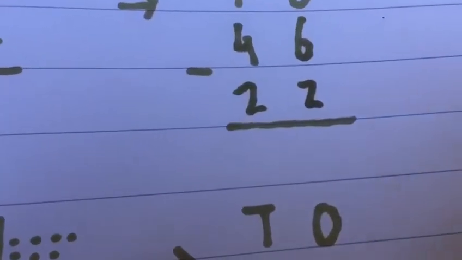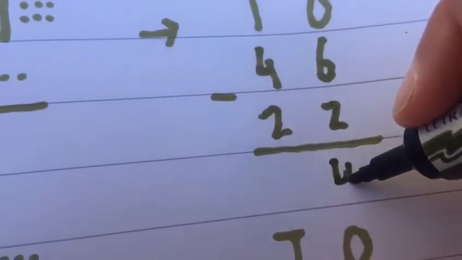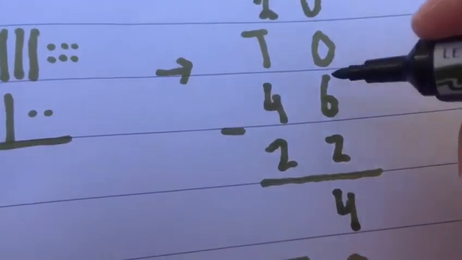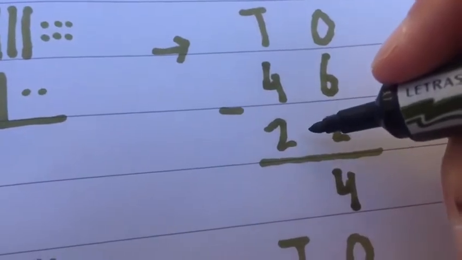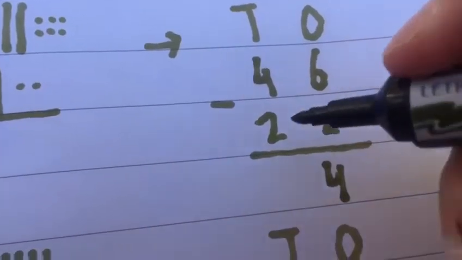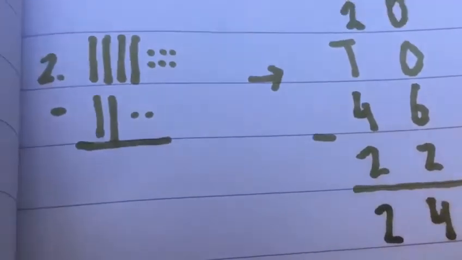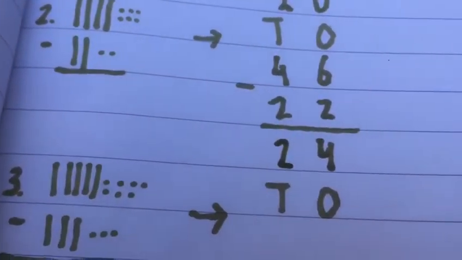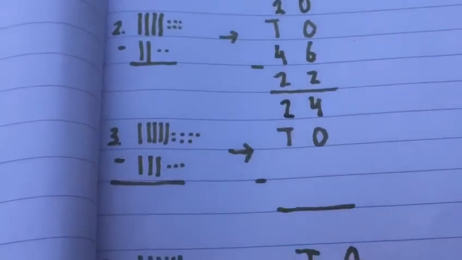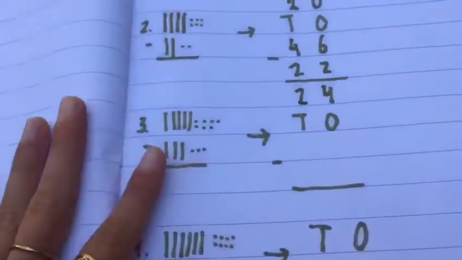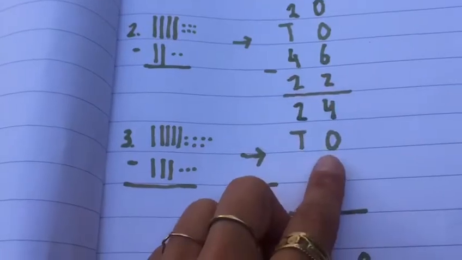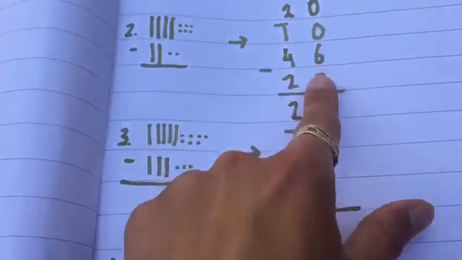6 take away 2 equals 4, so I'm going to write that in my ones column just there. Now 40 take away 20, or 4 tens take away 2 tens. 4 tens take away 2 tens equals 2 tens, or 20, which gives me the answer 24. You guys shouldn't have too much trouble with that, but if you do have a problem with that method, just try again until you know how to do it. Remember, subtract your ones column first, then subtract your tens column.